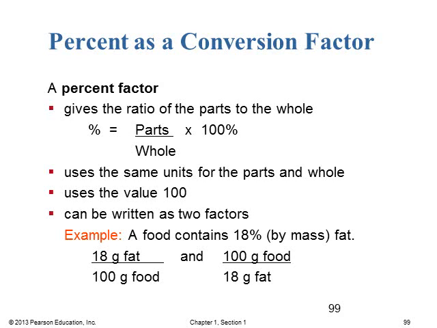So you can have 18 divided by 100. If you have 100 grams of food, that means you would have 18 grams of fat. Or similarly, you can put that as 18 grams of fat over 100 grams of food. If we plug that into our percent factor calculation, 18 grams divided by 100 grams of food times 100 would give us 18%.